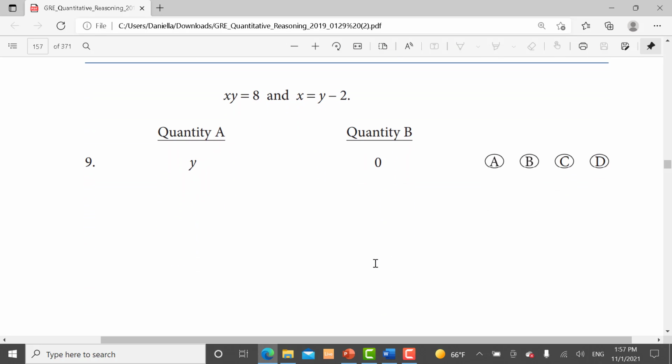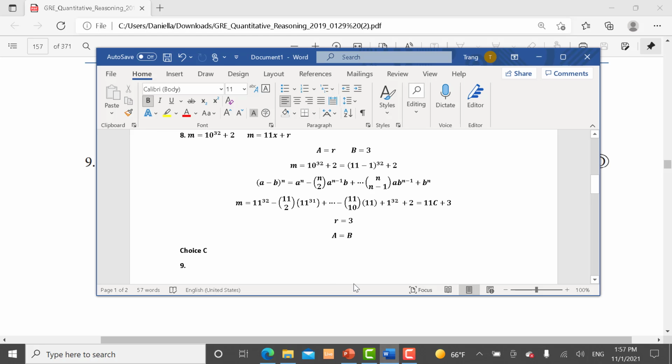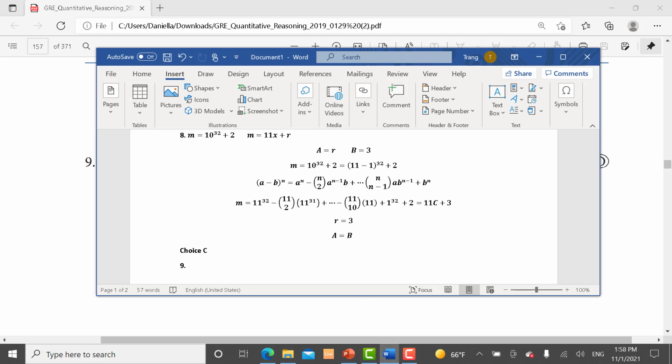Question number 9 is a very easy problem. xy is 8 and x is equal to y minus 2. And the question asks for y. So we just have to solve for y and then compare with 0. This is a very easy problem. So I'm going to summarize the question.